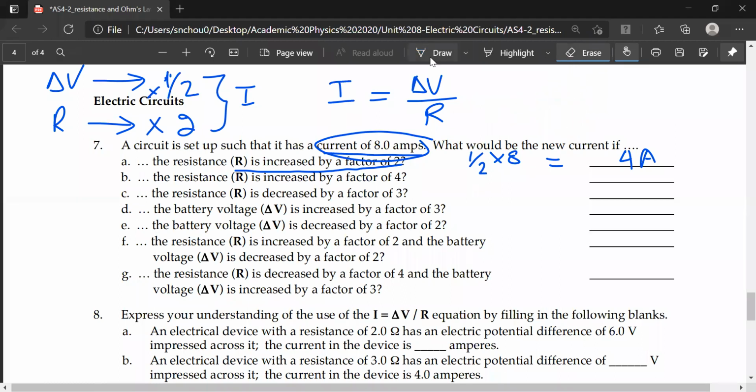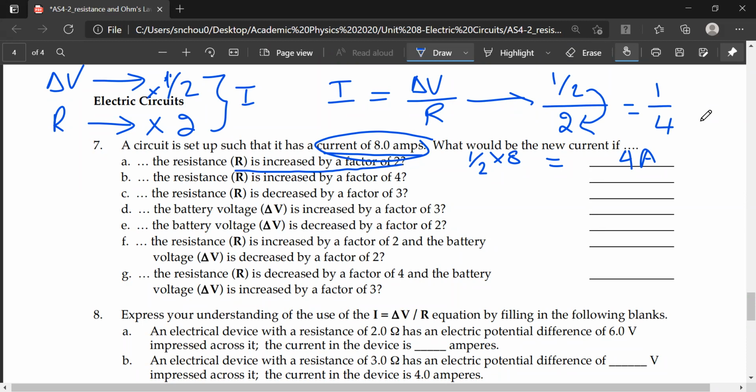Again, look at the formula. Let the formula guide you. Delta V is at the top. Delta V has changed. It's decreased to half its value. That's what it means to decrease by a factor of 2. The resistance has increased by a factor of 2. Resistance is at the bottom. That's where you put that 2. What's half divided by a 2? Exactly. This 2 ends up down here. It's 1/4. So the current will be 1/4 its original value.